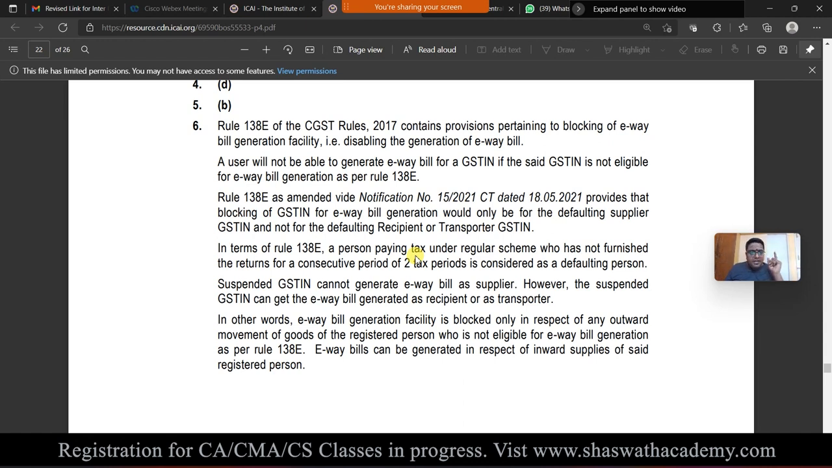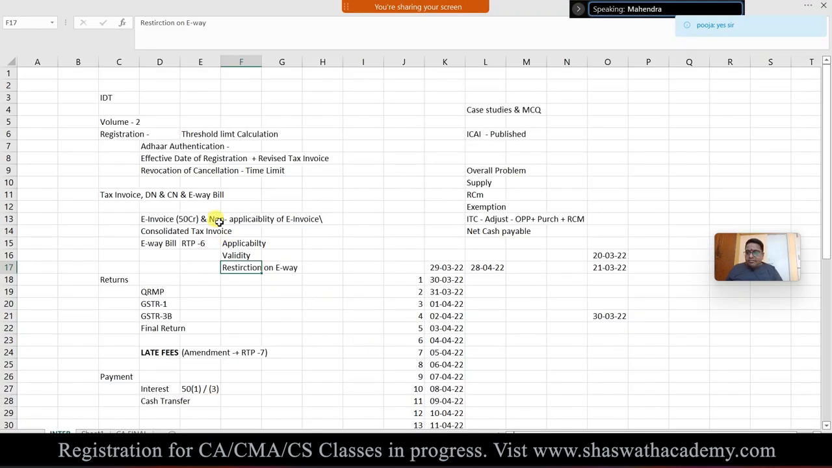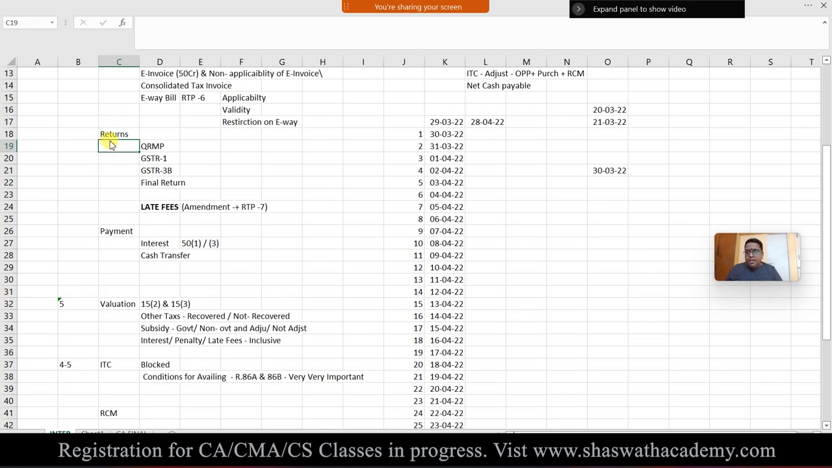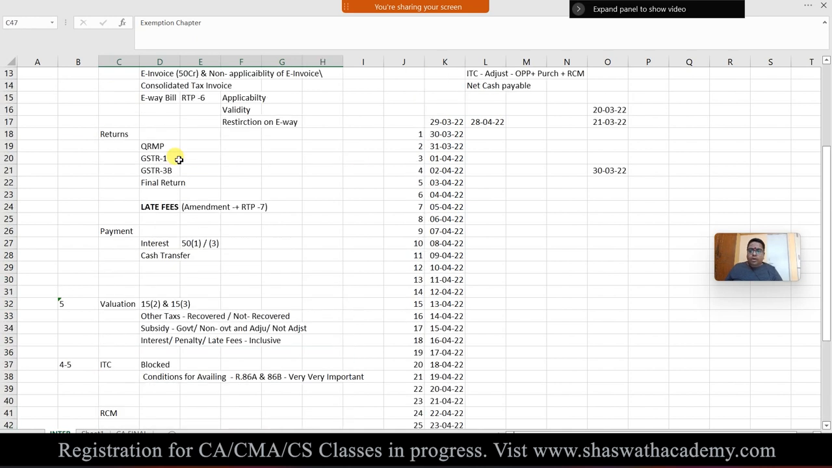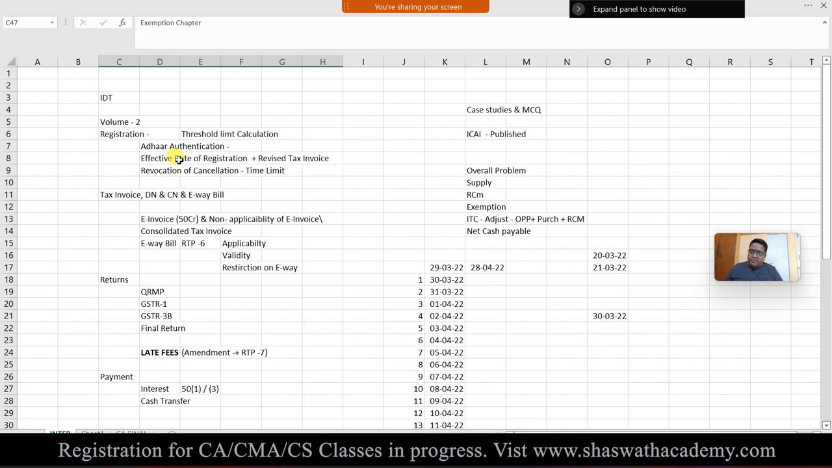Everybody, are you all with me, guys? Are you all comfortable? Yes, sir. That's it. I have completed my agenda on two important chapters, and I have covered registration and tax invoice. Tomorrow I will be covering returns, payments, and valuation. And on the last day I'll be covering input tax credit, RCM, and composition scheme supplier. And if you want to ask any doubts in exemption, composition, composite and mixed supply, chapter 2 and other areas, you are open to ask me at any time.